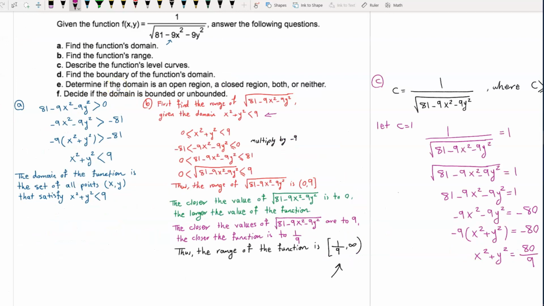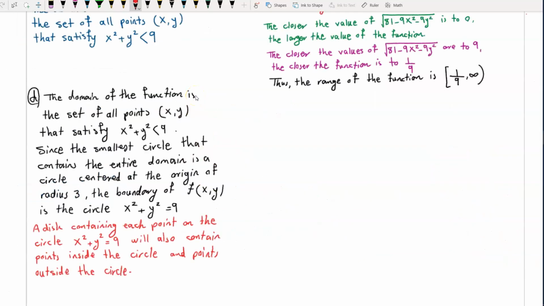Part D, find the boundary of the function's domain. The domain of the function is the set of all points x, y that satisfy x squared plus y squared less than 9. So we had this part before. Since the smallest circle that contains the entire domain is a circle centered at the origin of radius 3, the boundary of f of x, y is the circle x squared plus y squared equal to 9.